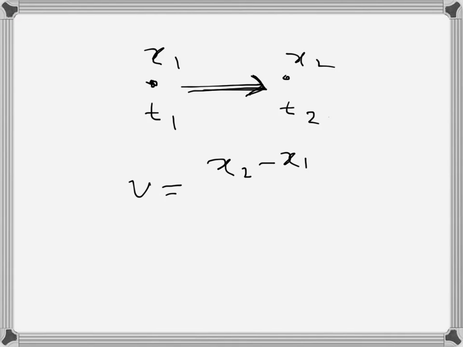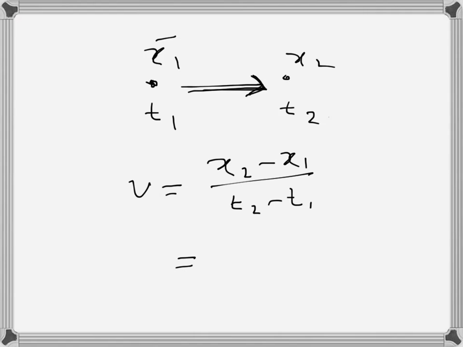Let's say a particle is at position x1 at time t1, and it moves in this direction and gets to position x2 at time t2. So the velocity is a vector quantity, so the direction will be in that direction, but the magnitude will be, velocity is the difference between the two positions divided by the time span.